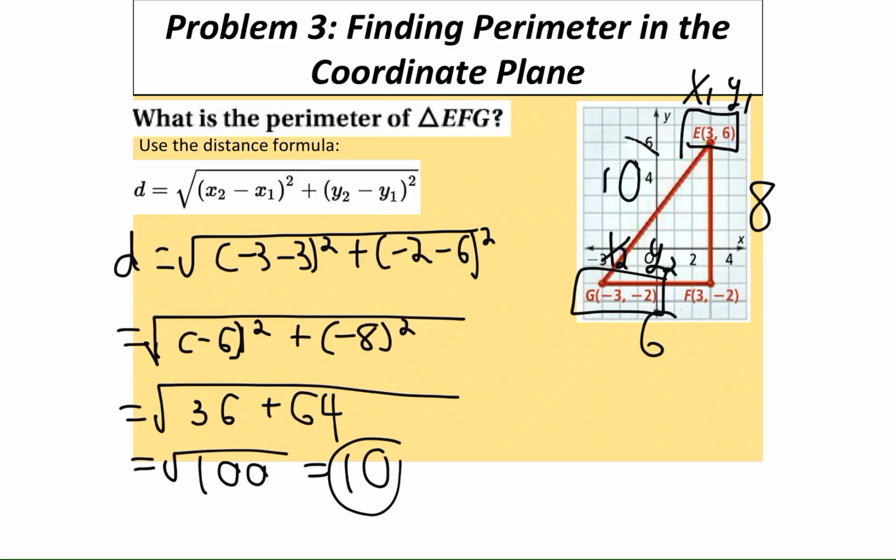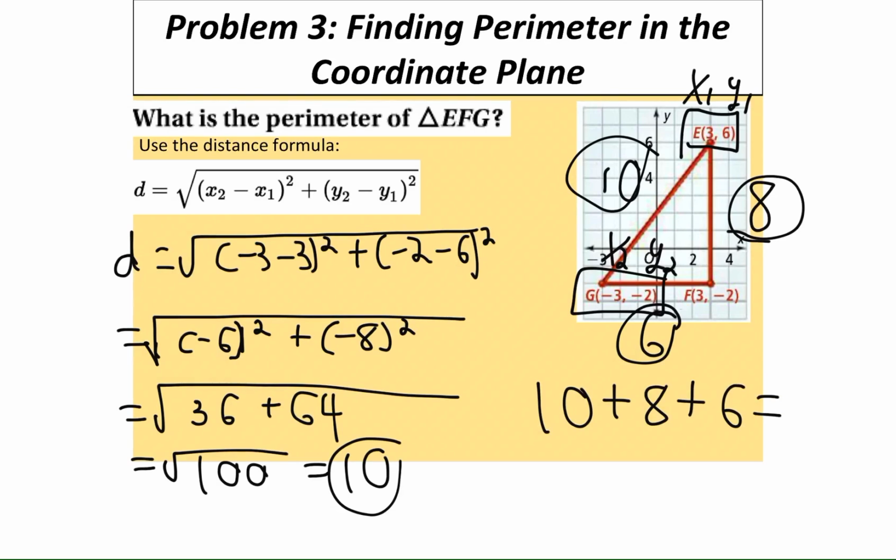Okay, so now that we know all three side lengths, we can find the perimeter. We just need to add them all up. So 10 plus 8 plus 6. The perimeter is 24, or 24 units, since they didn't give us inches or centimeters. We could just say 24 units.